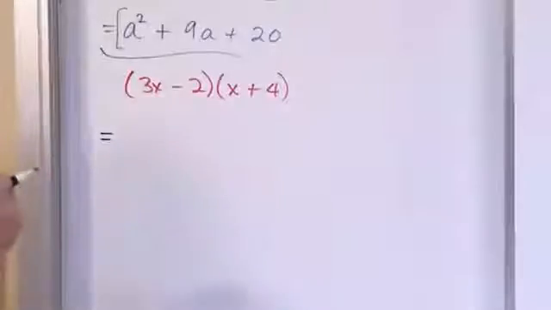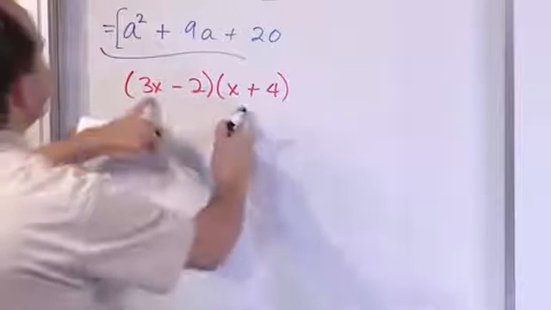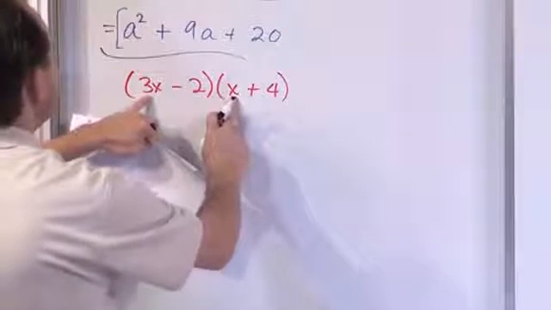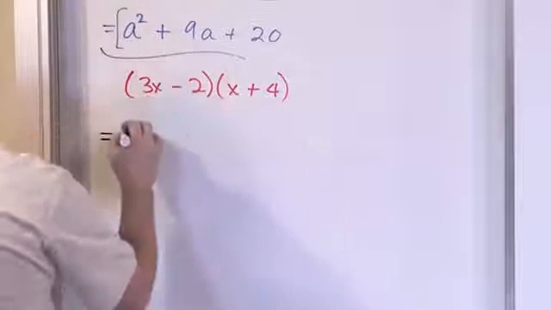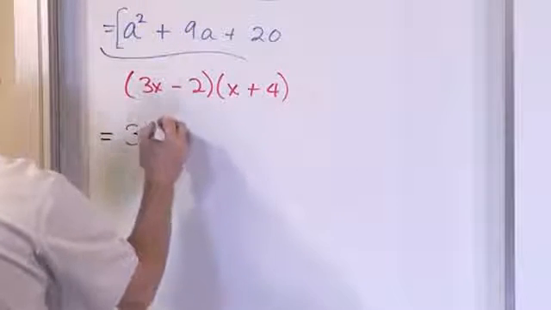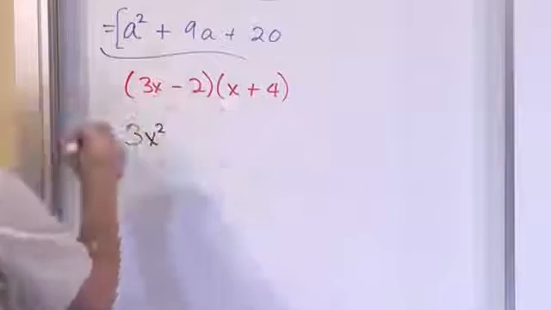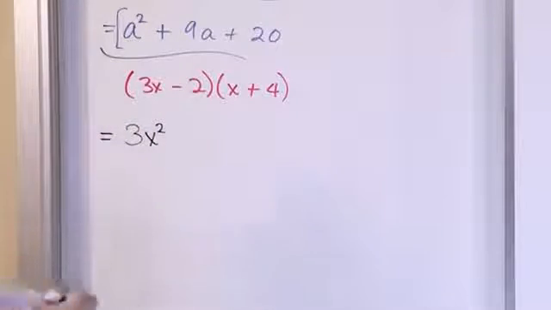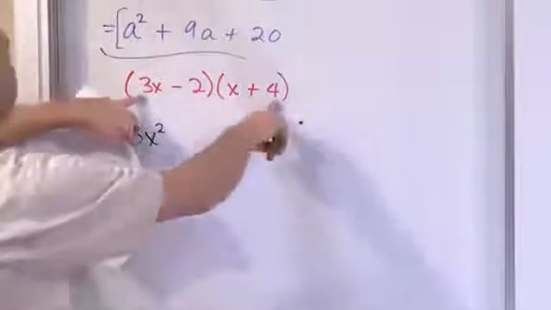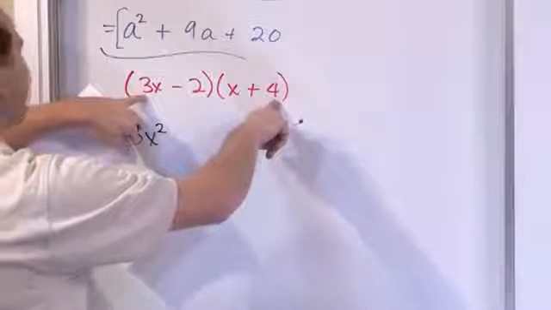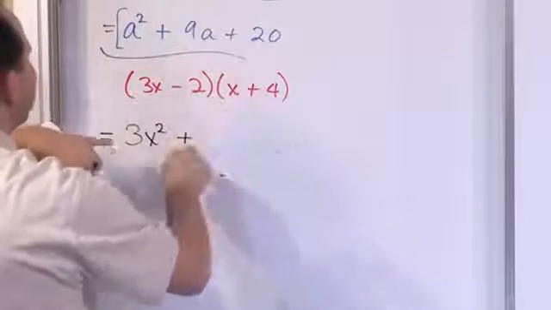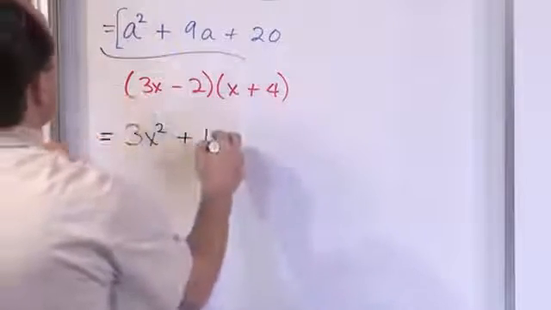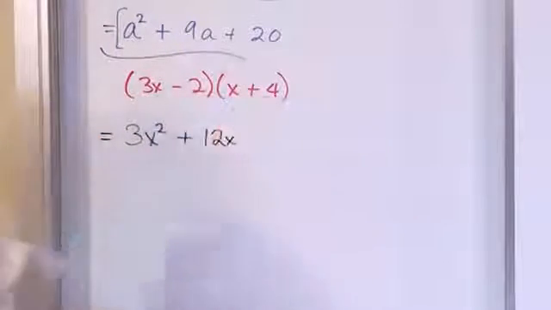So the first thing we need to do is look at our first terms. The first terms in each set of these parentheses, 3x, and multiply it times x. So what we're going to get is 3 times x squared, because x times x gives you x squared. Next, you look at the outside terms, right? 3x times 4 is going to give you, it's positive 3x and positive 4, so positive 12x. Just multiplying the outside terms.